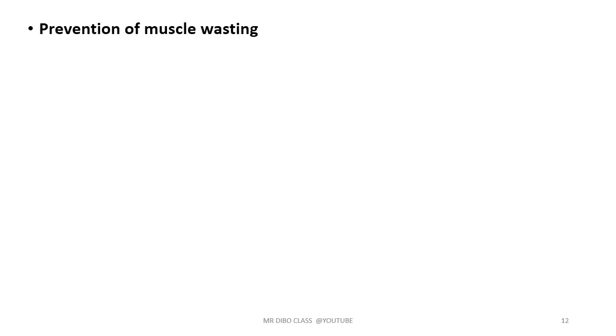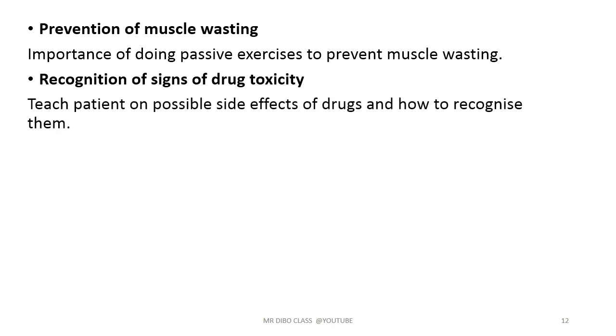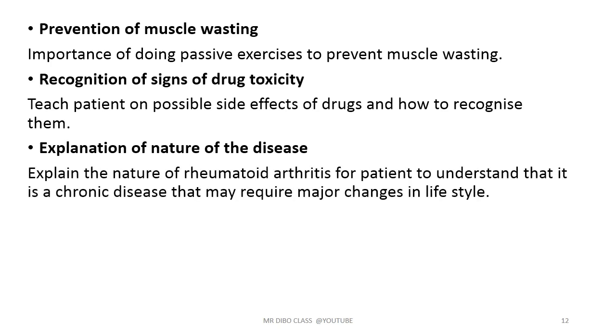Then, importance of diet: you can stress that it is important for the patient to take a balanced diet. You can also talk about prevention of muscle wasting. It's very important to do exercises which are passive in nature to prevent muscle wasting. Then you can also talk about recognition of signs of drug toxicity. Teach the patient about possible side effects of drugs and how to recognize them.